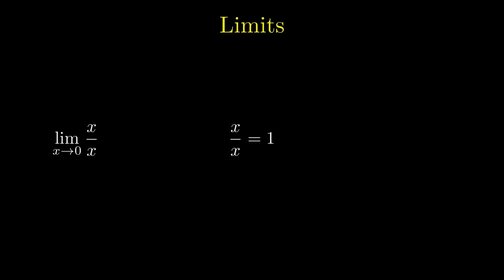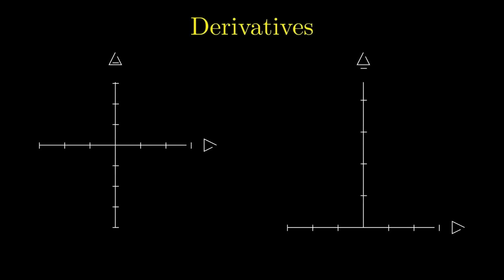We can also plug in negative values, like negative 0.01, negative 0.001, and negative 0.0001. These values of x will also give us x over x equals 1. Thus, the limit from the negative side is also 1. Since the limits from above and below match, we can say that the limit as x approaches 0 of x over x equals 1.